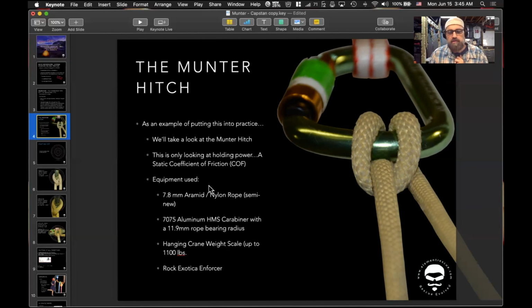So when we get into the equipment that we used with these pictures, and how we went about this, we used a 7.8 millimeter aramid nylon rope. So really the main thing concerning coefficient of friction is the aramid and what that coefficient of friction is with an aluminum 7075 carabiner with a large rope bearing radius. We utilized a hanging crane weight scale that measures up to 1,100 pounds and some Rock Exotica Enforcers to check our math and see how in the ballpark we were.